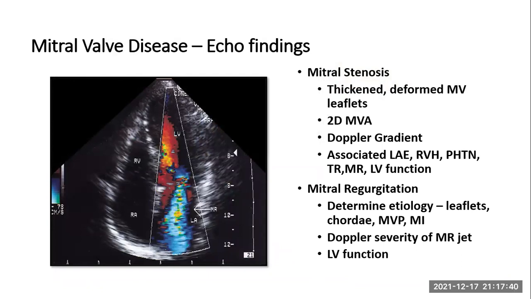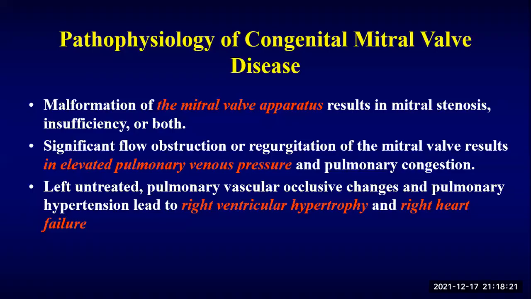So, mitral valve disease and some echo findings. When we talk about mitral valve disease, we talk mostly about mitral stenosis and mitral regurgitation. We need to see the thickened and deformed leaflets, the Doppler gradient, and the associated findings in mitral stenosis, like left atrial enlargement, right ventricular hypertrophy, pulmonary hypertension, and of course the LV function. In mitral regurgitation, we need to determine the etiology, to see the leaflets and the chordae, to see if we have any mitral valve prolapse or any possible ischemia that provoked the mitral regurgitation, and of course the LV function.